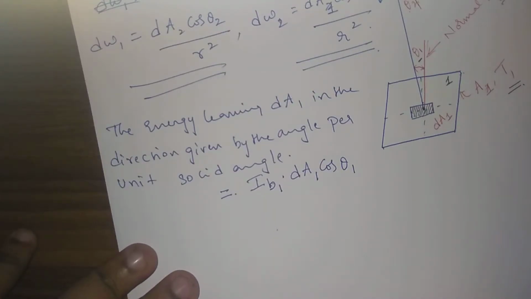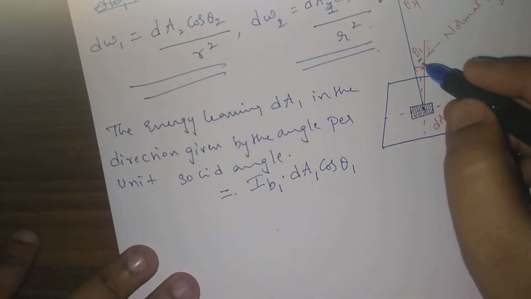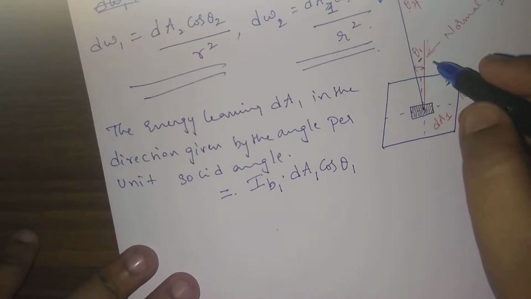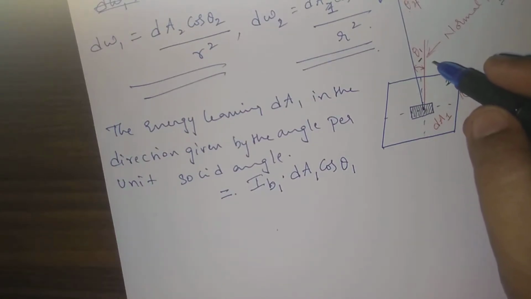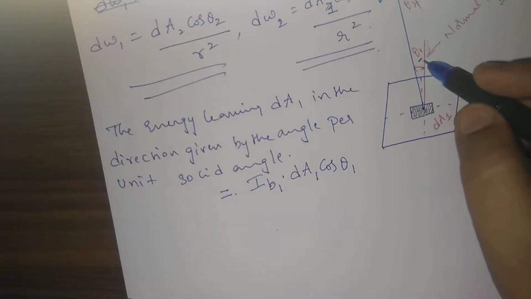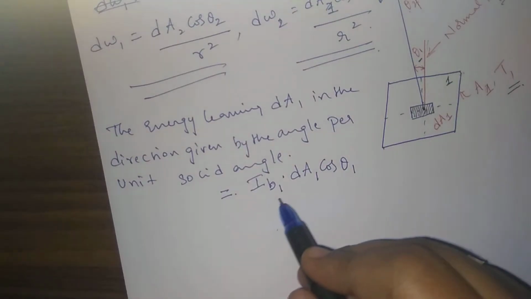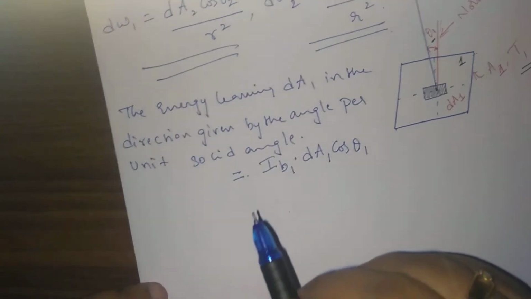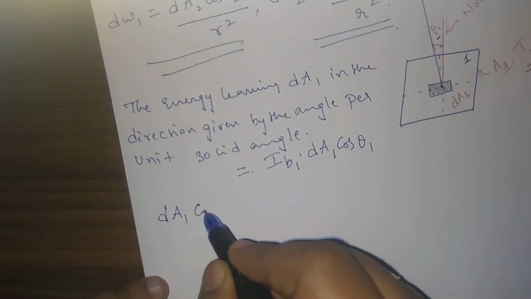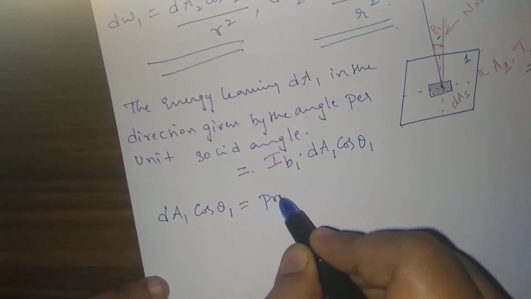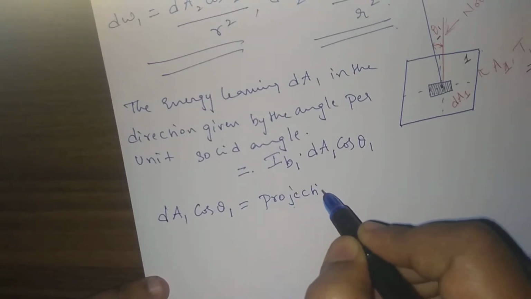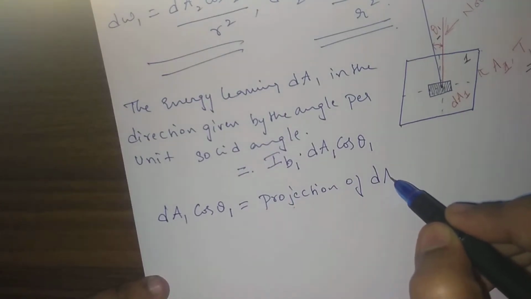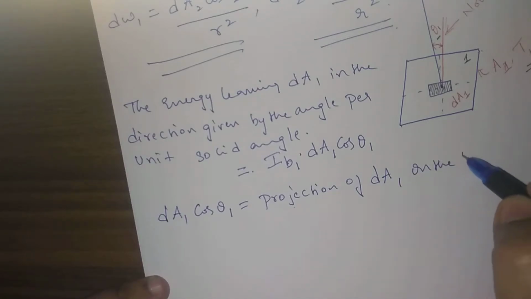Are you able to understand? So dA1 cos theta 1, you know already from the previous equation, normal to that, we have actually derived that. So it is normal to that, we have to consider that. So IB1 times dA1 into cos theta 1. Are you able to understand? So you can write it here, dA1 cos theta 1. What is that? It is the projection of dA1 on the line between the centers.